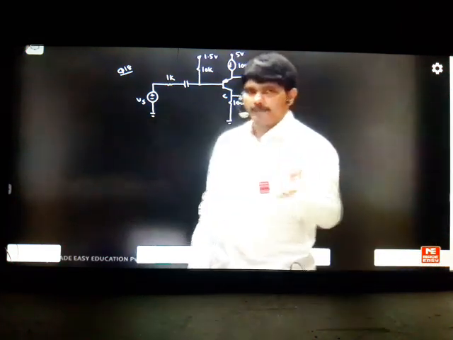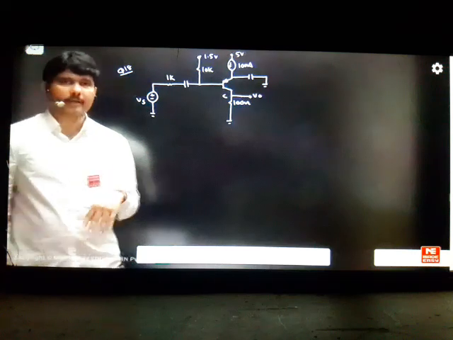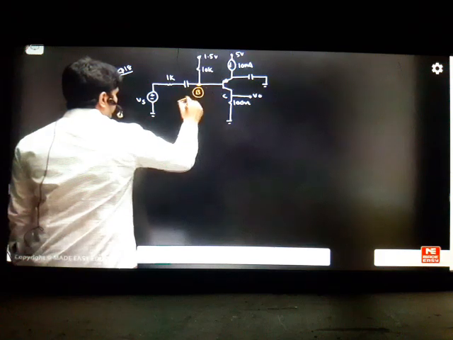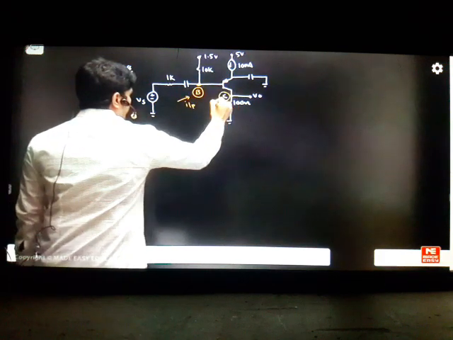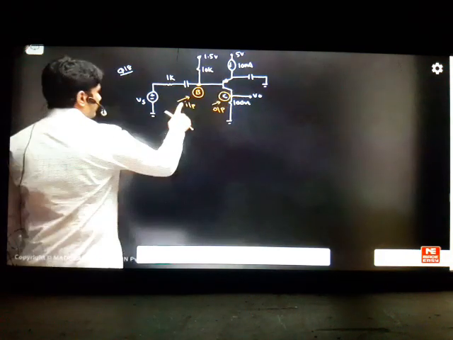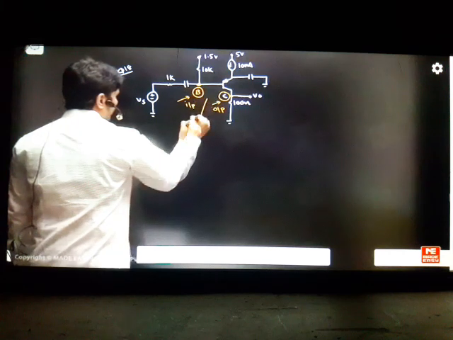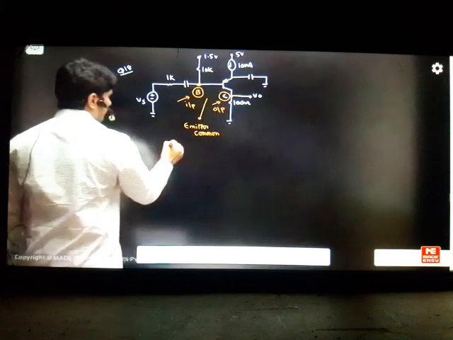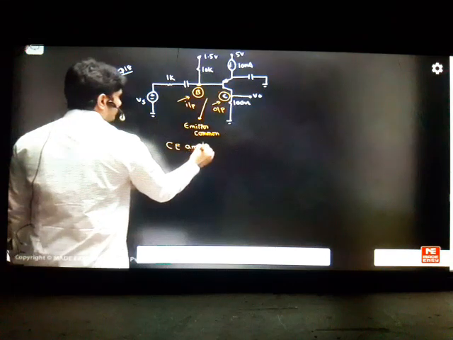It's not the bother of PNP or NPN. It's the bother of where you are taking the Rx. Collector mein le rahe or emitter mein, that is important. Carefully see here. This base is input, and collector is output. So this is the way to recognize the problems. Base is input, collector is output, then what happens? Then automatically emitter is common. So this transistor is a common emitter amplifier.